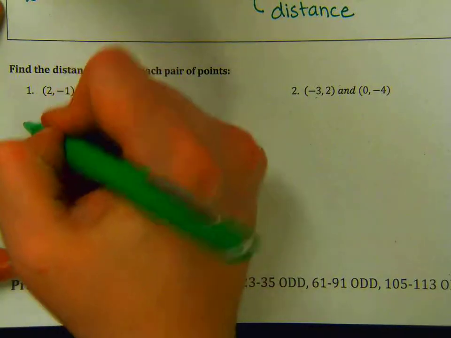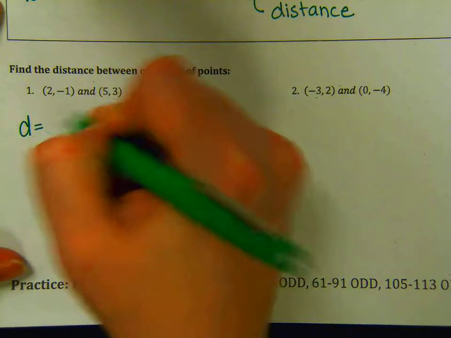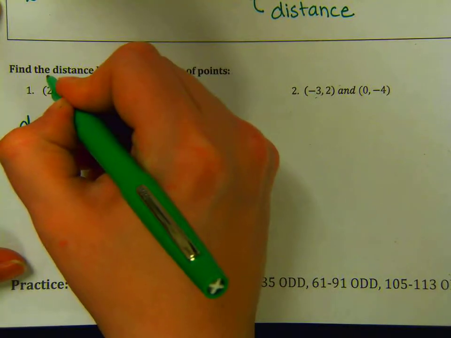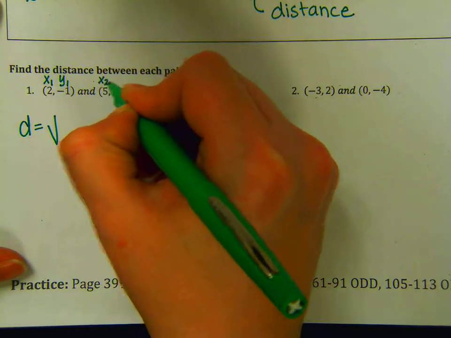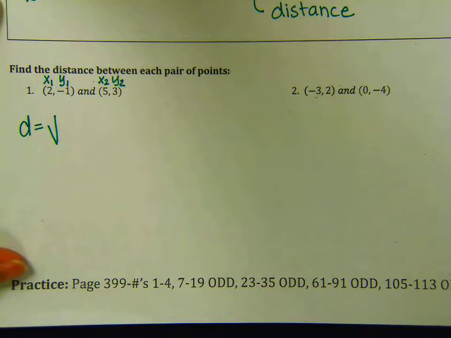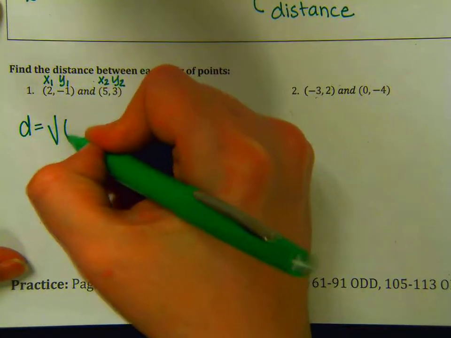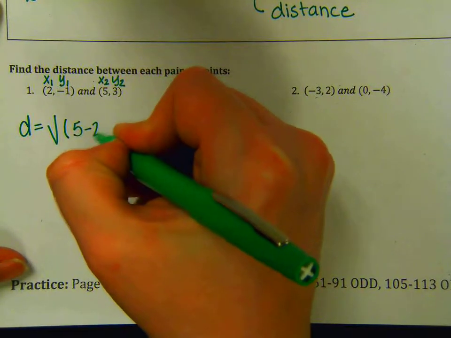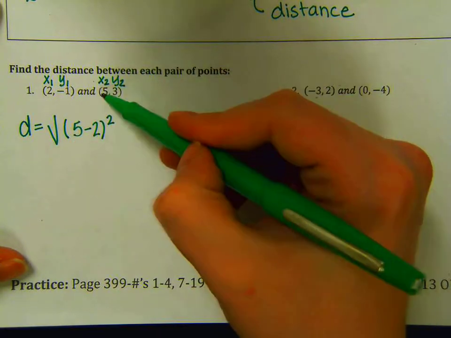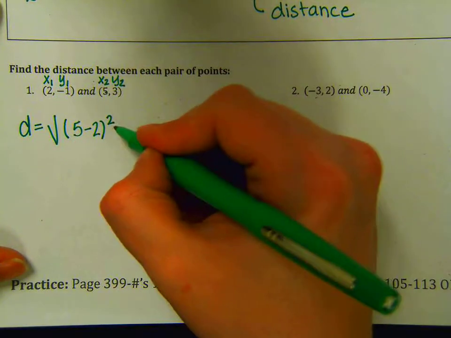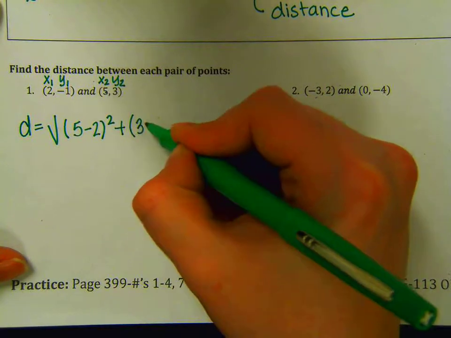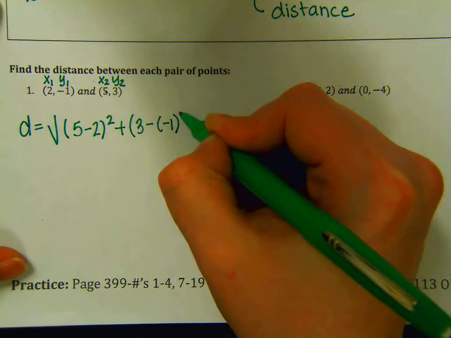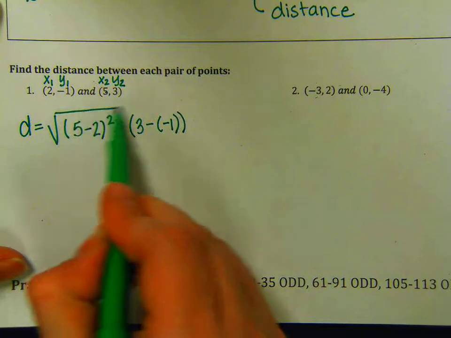I'm going to plug in what I know. So D is equal to, now this is my x1, y1. This is x2, y2. So plug in what we know. We have 5 minus 2 squared, so 5 minus 2, plus 3 minus negative 1. Be careful with those negatives. And that's squared.